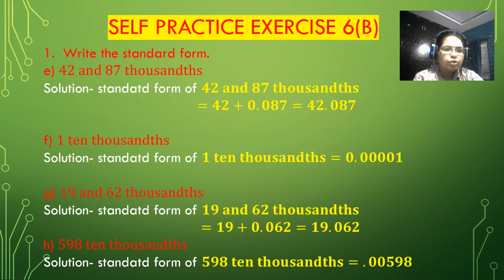E, 42 and 87 thousandths. Standard form of 42 and 87 thousandths is 42 plus 0.087 equal to 42.087.